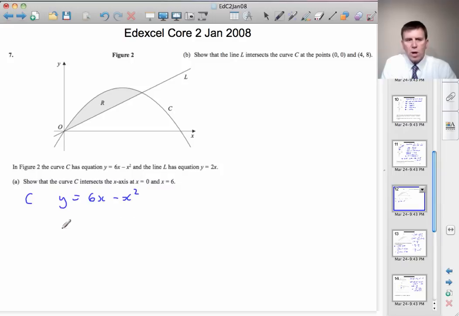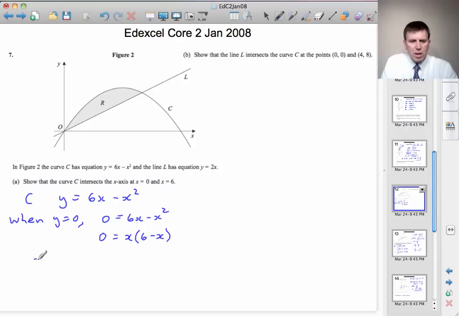And it cuts the x-axis when y is 0. So when y equals 0, then 0 is equal to 6x minus x squared. And the right hand side factorizes, common factor of x, so it's x, rebuild the expression, 6 minus x. And that implies that either x equals 0, this factor's 0, or x equals 6 when this factor's 0. And that completes that part of the question.